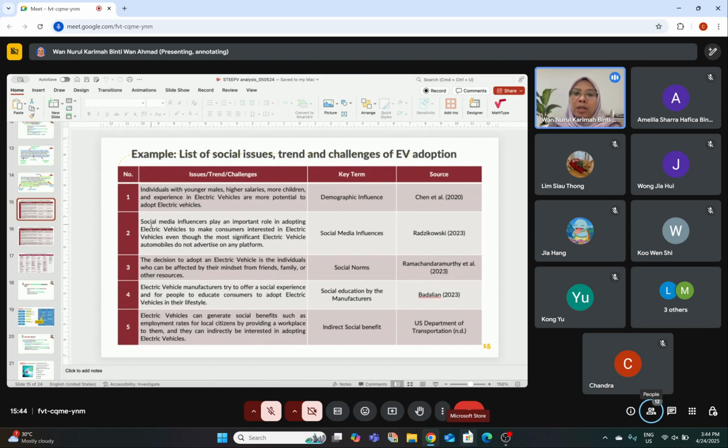Statement yang kedua, social media influencers play an important role in adopting electric vehicles to make consumers interested in EV, and so on. So this can be considered as social media influencers to potential users of electric vehicles. Siapa yang cakap? Razikovi. And the same applies to the rest of the statements. The most important thing, kita nak tahu that statement, the key term that could summarize the statement, so that we can easily see what the statement is about. And siapa yang cakap? Mana source dia? Okay, dalam research tu sangat penting.